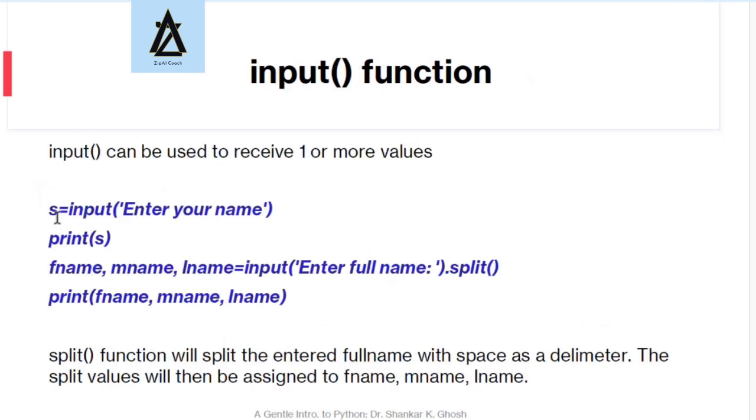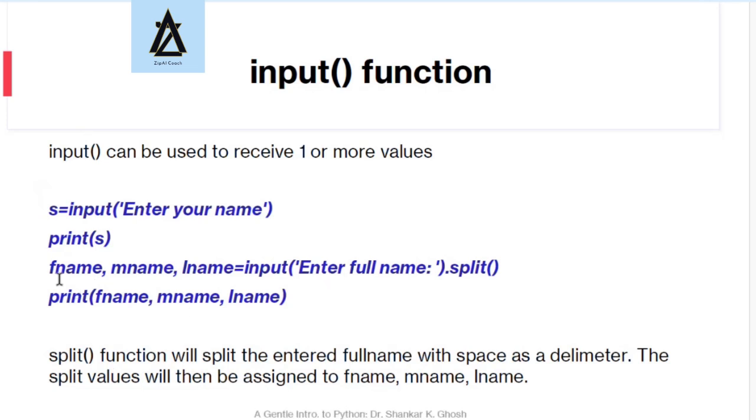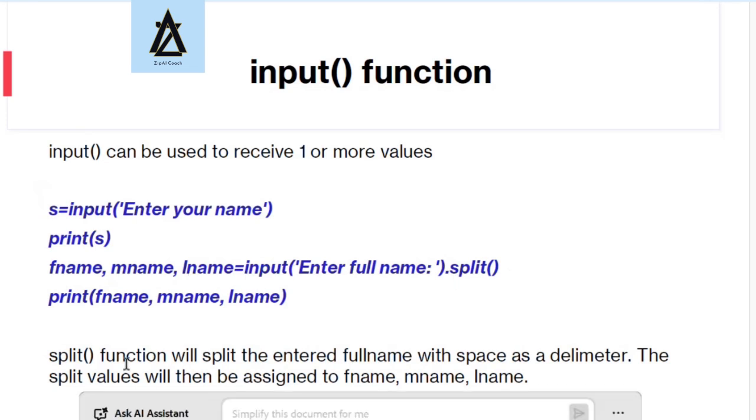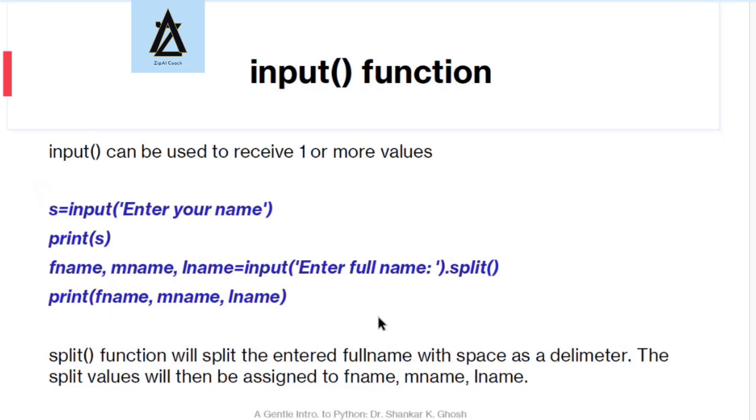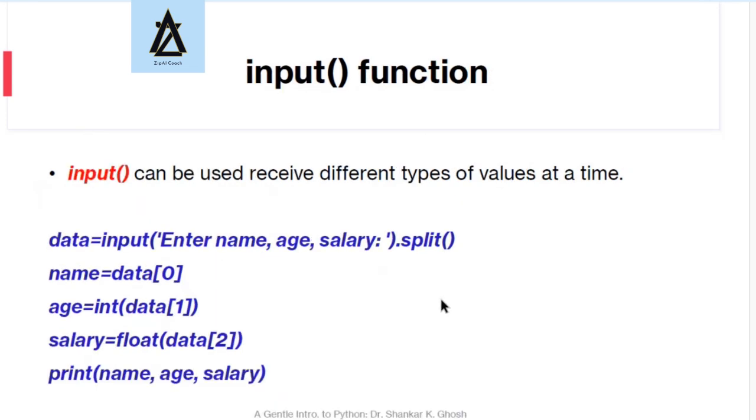For example, if you write s equal to input, enter your name, and then print s, you can write the first name, middle name, last name, etc. The split function will split the entire full name with space delimiter and assign it to the specific portions. Okay. So the input function is quite sophisticated in the case of Python. Here are the different examples of the input function.